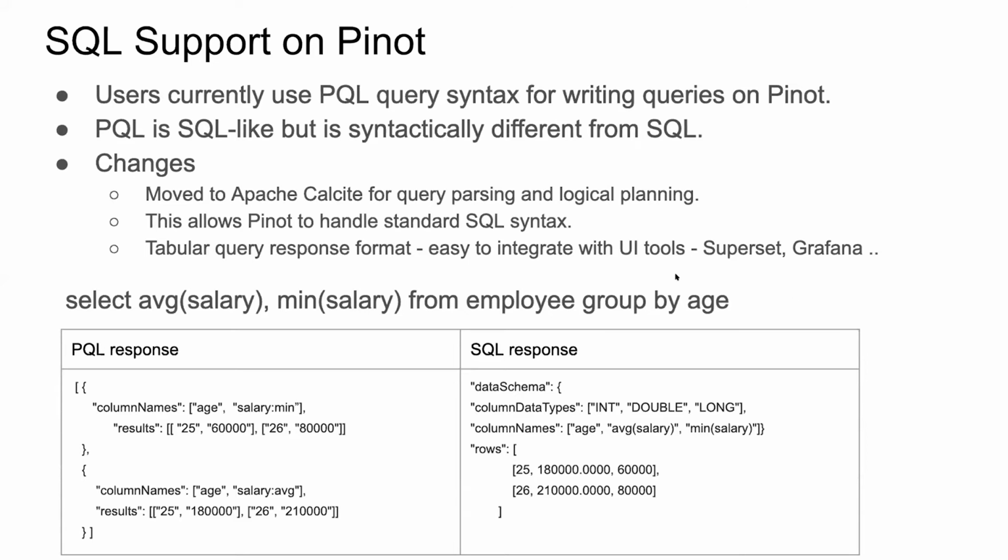Also in SQL, you have much more flexibility in adding order by, either on the aggregation, on a subset of aggregation columns, or group by columns. In PQL, by default, we were returning the results sorted descending on each of the aggregation functions. In SQL, you can select and group by age, and order by either the average column, the min column, or a combination of both, or the group by column.